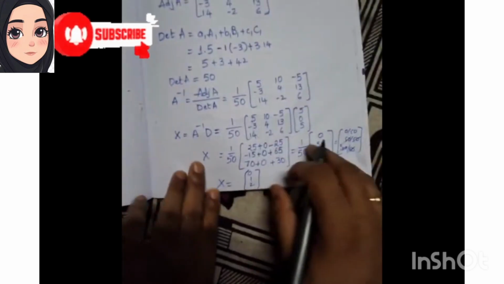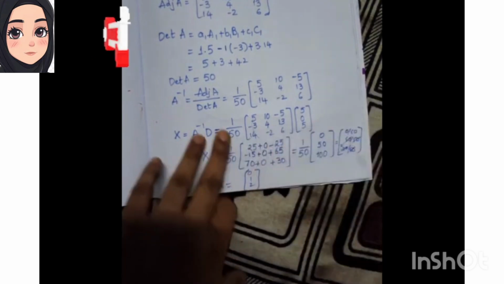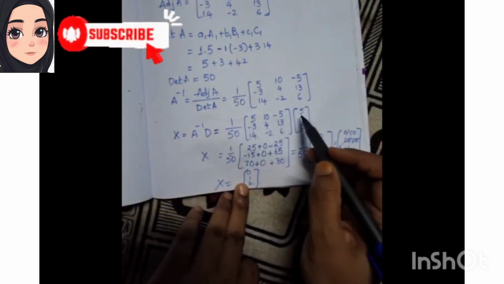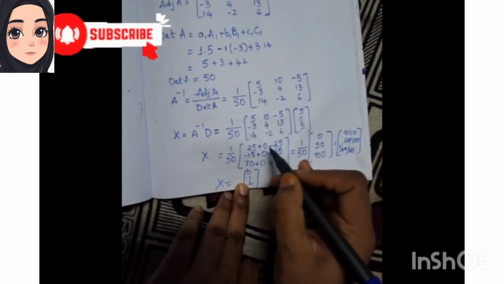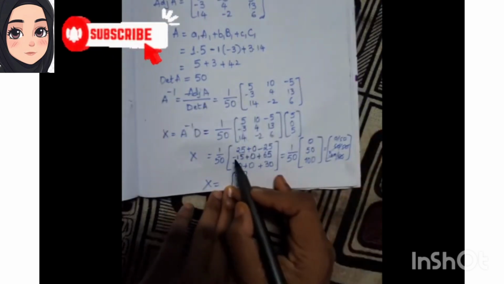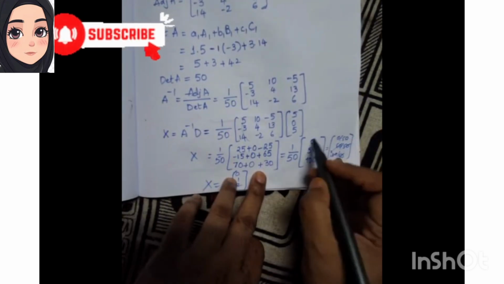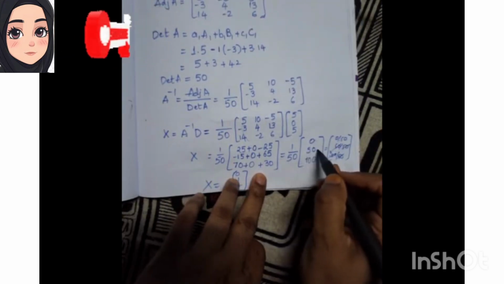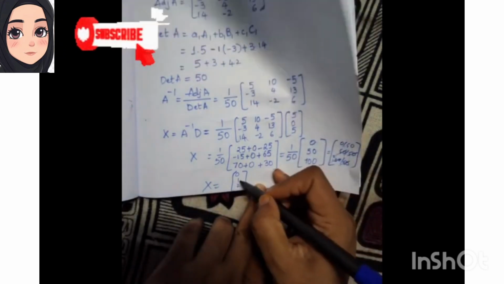Now we are taking this 50 inside: 0 by 50 is 0, 50 by 50 is 1, and 100 by 50 is 2. So 0 1 2 is the value of x. So x equal to the obtained value, 0 1 2. What do we have to find? X y z. So the obtained values are 0 1 2. Therefore x equal to 0, y equal to 1 and z equal to 2 are the values of the given equation. This way we have to do the matrix inversion method, very easy steps.